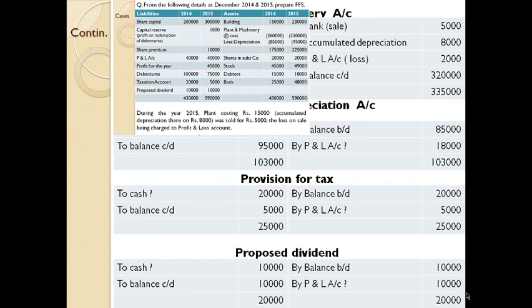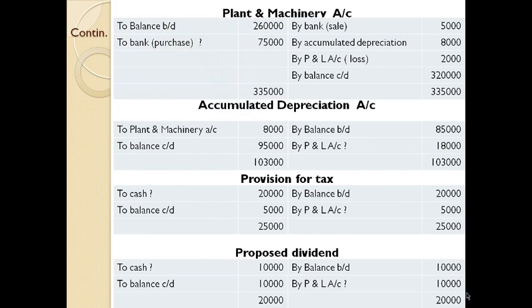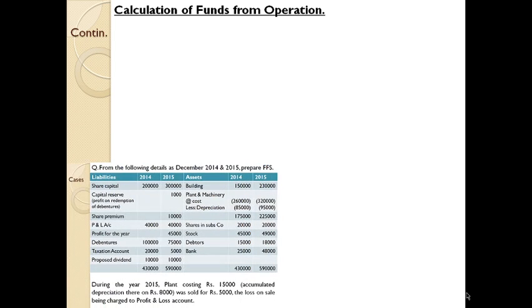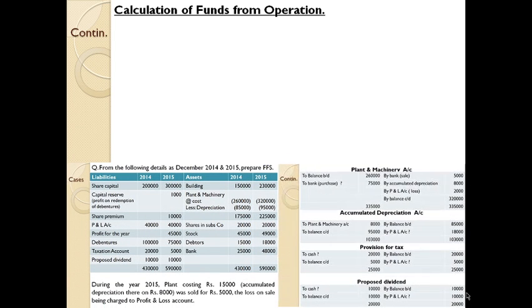Next you have to prepare the fund from operation. So let us begin with the calculation of fund from operation. The question is here and the computations of non-current accounts are here. First of all, net profit for the year is 45,000. It is already given in the question, and to that you need to add all non-operating expenses, and as I have mentioned earlier, it is quite simple.